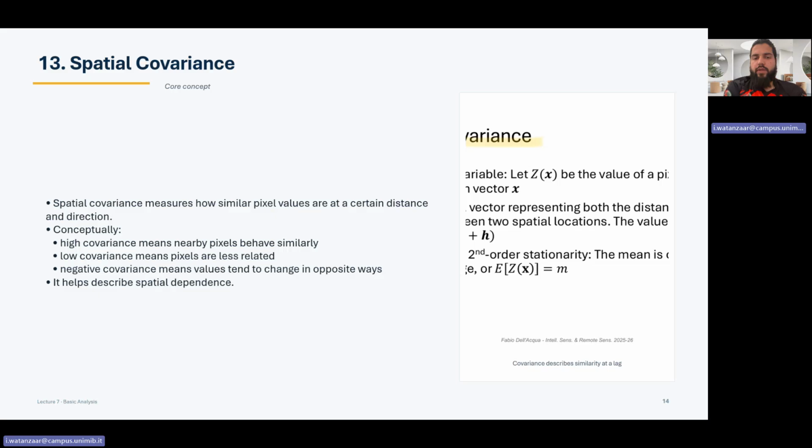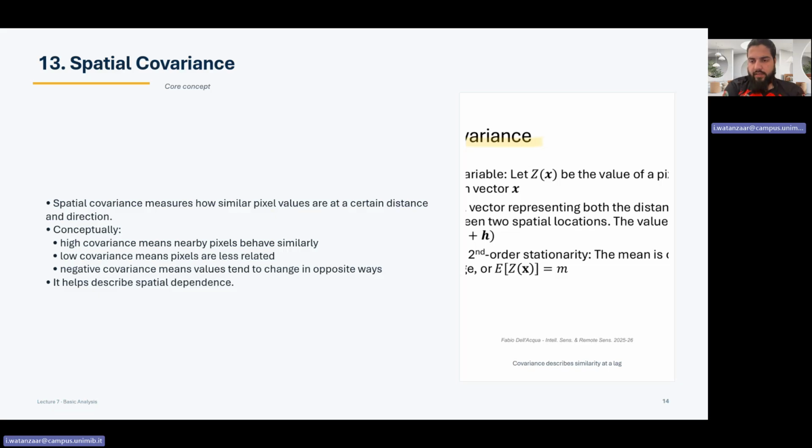Conceptually, high covariance means nearby pixel values behave similarly. As from the word, it is very obvious: covariance. Variance is a difference, and covariance looks between the two neighboring pixel values. So if the covariance is high, it is confirmed that there is a high similarity between the pixels. But if it is a low covariance, it means they are less related.